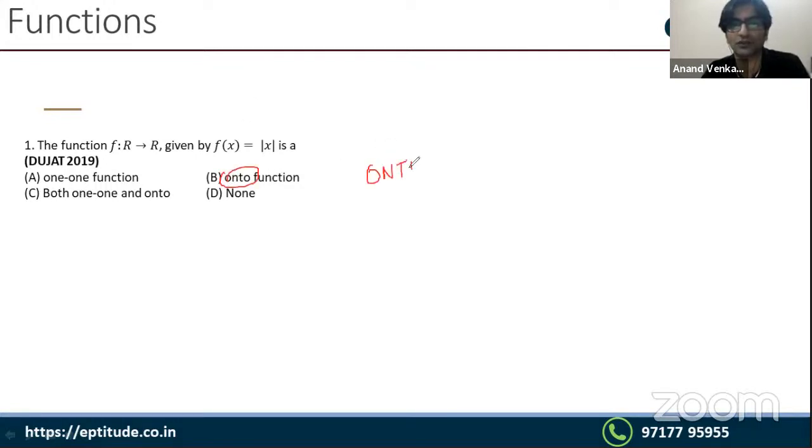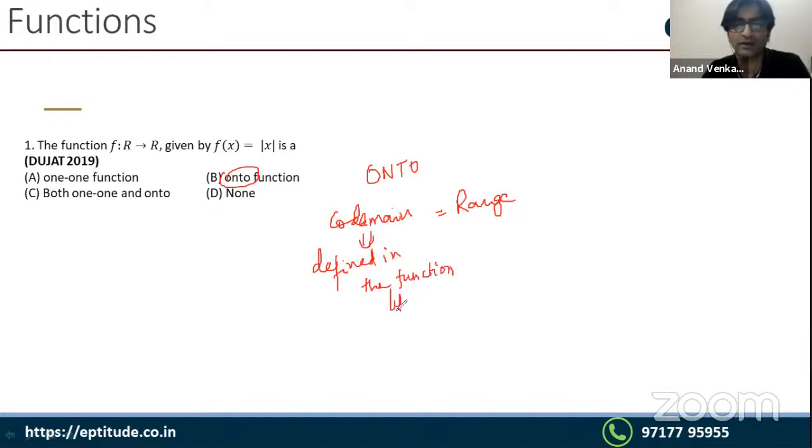What is onto? Onto function वो होता है where codomain is equal to range, right? Codomain is defined in the function definition, मतलब question में दिया होगा. Where do I find this in the function definition? Go back to the function. ये जो है ये domain होता है और ये जो है उसका codomain होता है, right? So codomain here is given to me as all real values, right?